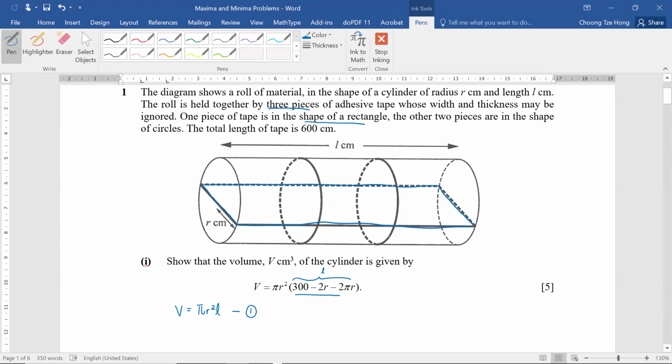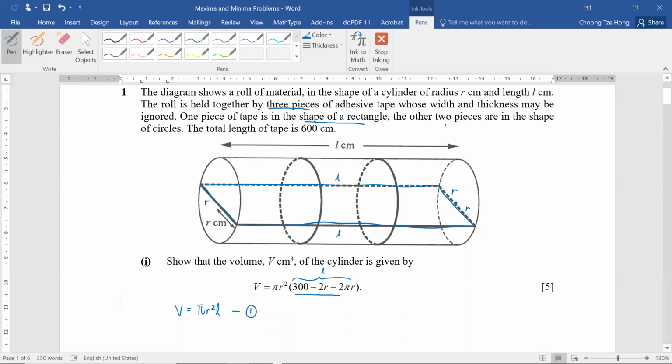So you have this rectangle. What is the total length of this rectangle? You have r here, then the center, r here and r here, so the total is 4r. Then over here you have L and L. So 4r plus 2L will be the length of the adhesive tape in the shape of the rectangle.